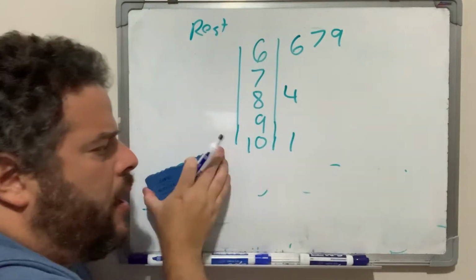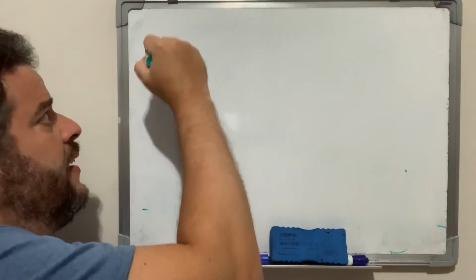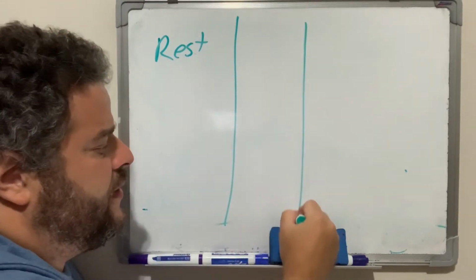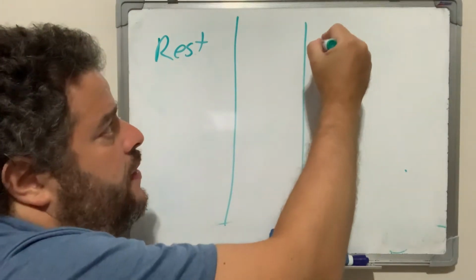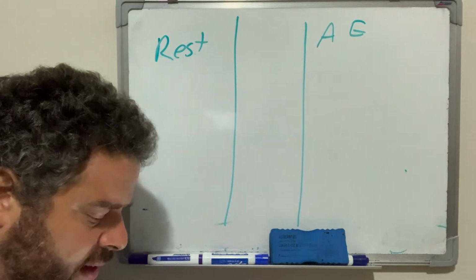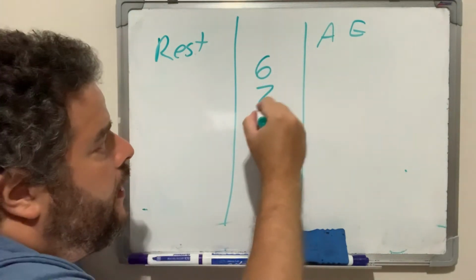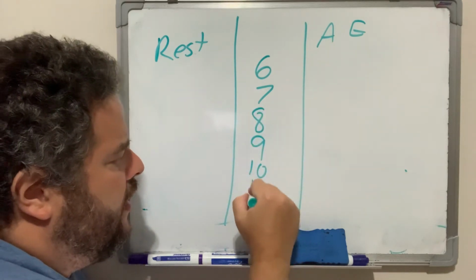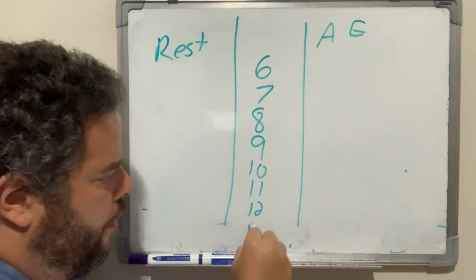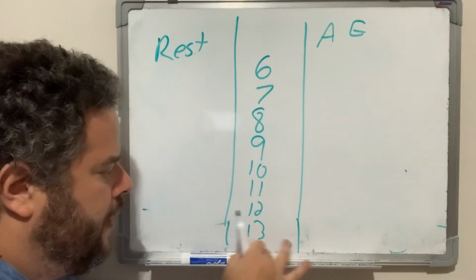Actually, let's go ahead and draw it. I have the resting side on the left-hand side. I have the stem in the middle, and I have the after exercise on the right-hand side. Now, in the stem, I have 6, 7, 8, 9, 10, 11, 12, 13, and 14, all the way down at the bottom.